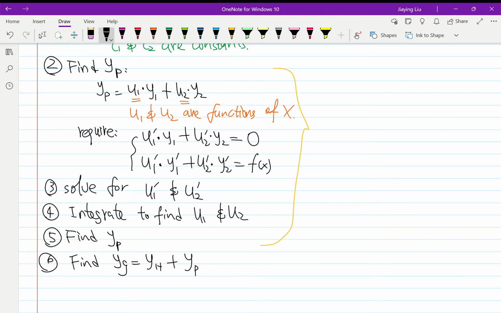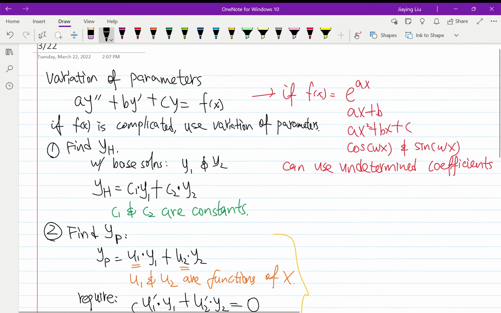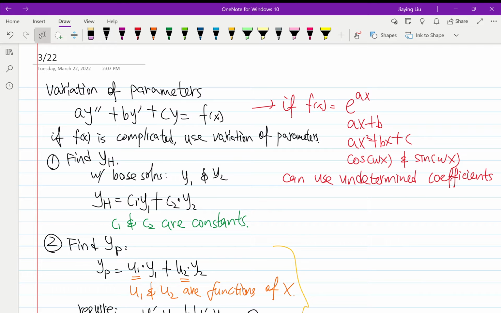One thing I want to point out is that this technique doesn't have to be used only for complex differential equations with complex f of x. It could work with any equation that we apply this method to. Even if f of x is simple, we can still use this approach to find a particular solution.